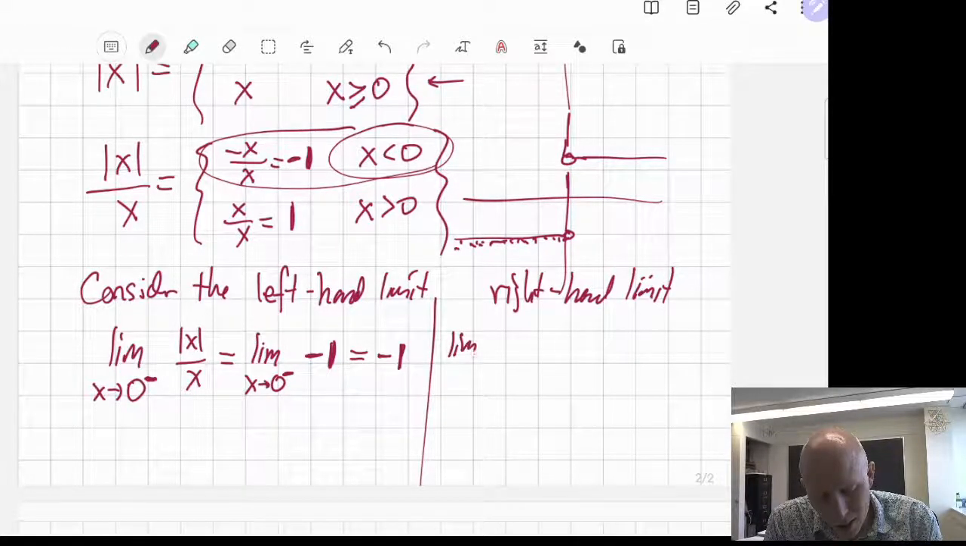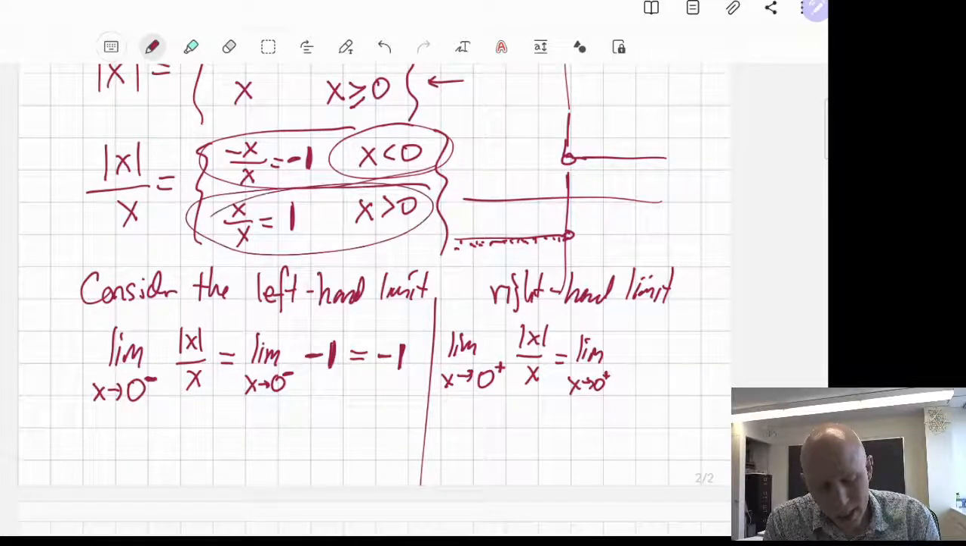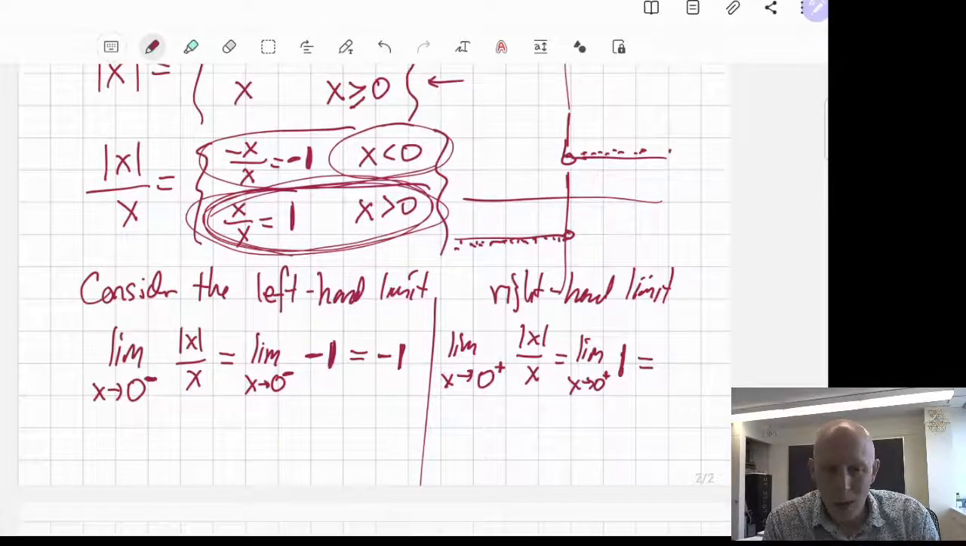Similarly, the limit on the positive side, the right-hand limit, the limit as x goes to 0 on the positive side of the absolute value of x divided by x. Now we're approaching from this direction, and the definition of this piecewise defined function is equal to 1. And so what is the limit as x goes to 0 on the positive side if the values are always 1? Well, the answer is 1.